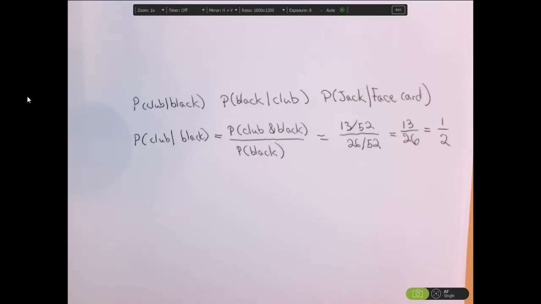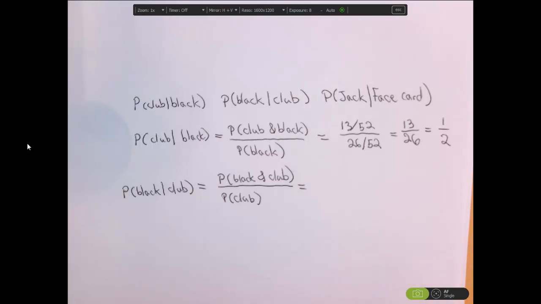What we want to notice right away is that the order that we list these events is important. The probability of a club given that a card is black is not the same as the probability that a card is black given that it is a club. The probability that a card is black given that it is a club is the probability that a randomly selected card is both black and a club divided by the probability that it is a club.